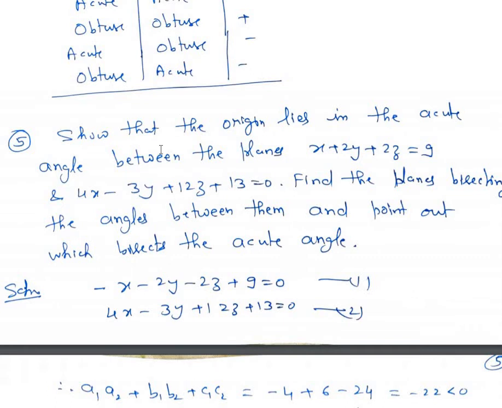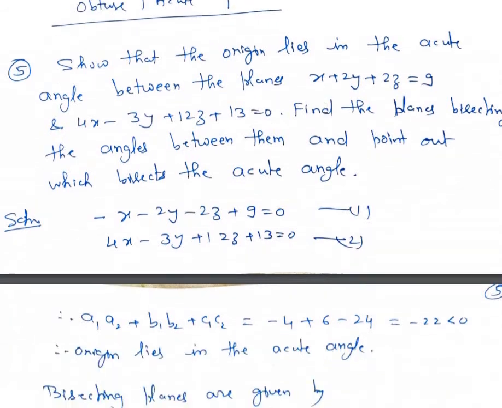Okay, let's take a few examples. Show that the origin lies in the acute angle between the planes x plus 2y plus 2z is equal to 9 and 4x minus 3y plus 12z plus 13 is equal to 0. Let's do the first part. Now this plane can be written as minus x minus 2y minus 2z plus 9 is equal to 0, and this plane is 4x minus 3y plus 12z plus 13 is equal to 0. We have made the constants positive.